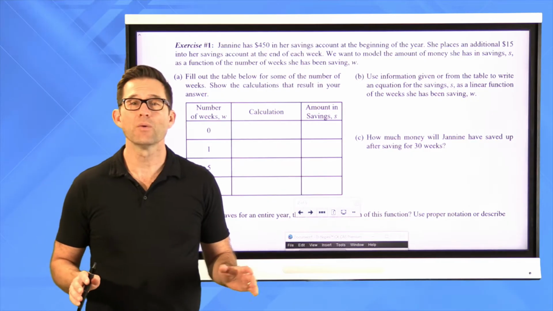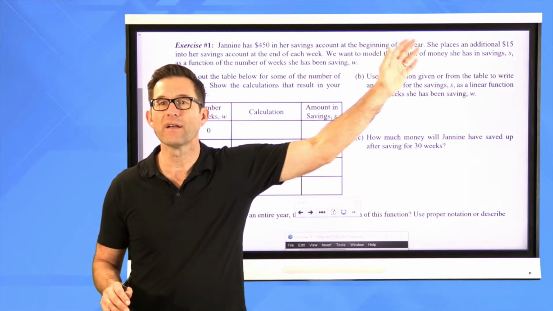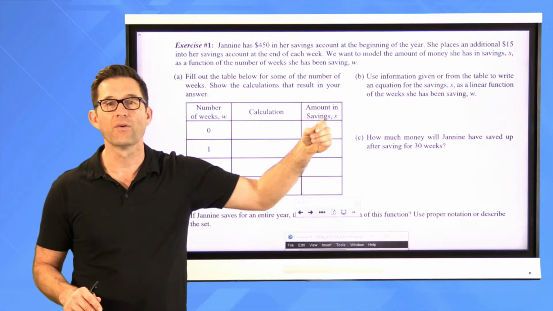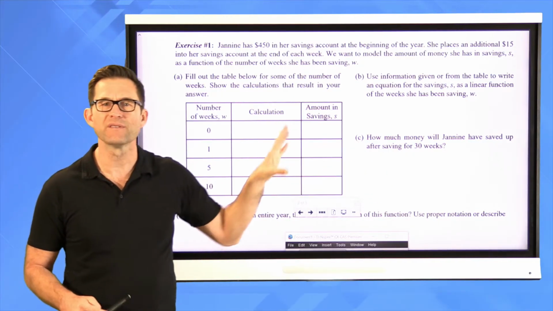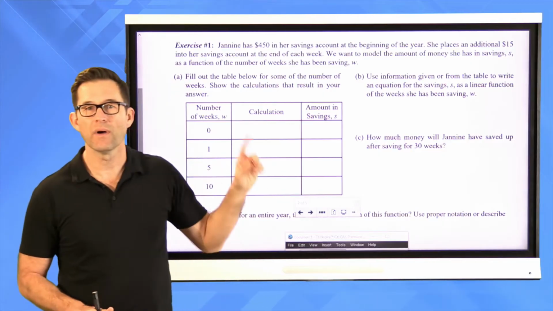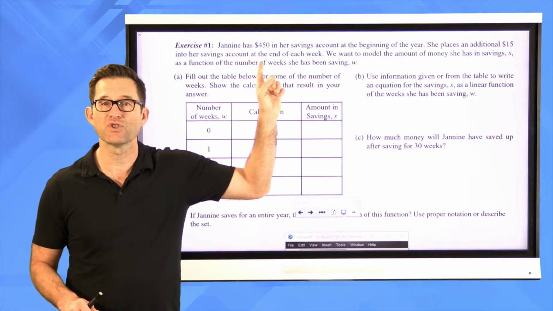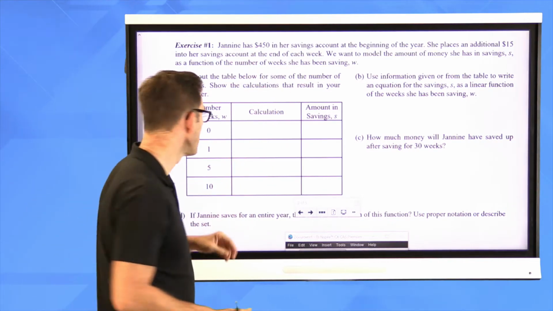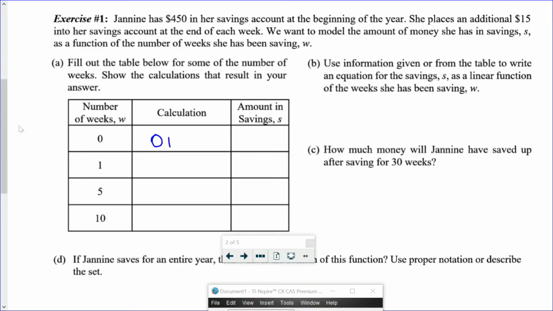All right, so by the way, I know this is going to be a linear function, because I've got a constant rate, $15 per week. So let's fill a little bit of this table out together. After 0 weeks, how much money does she have? Well, she has what she started with, $450. We're told that, that's easy enough. I'm going to just say 0 plus 450, or I could have just written down 450. There's really not much of a calculation there.